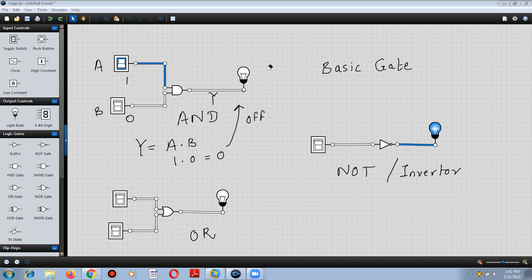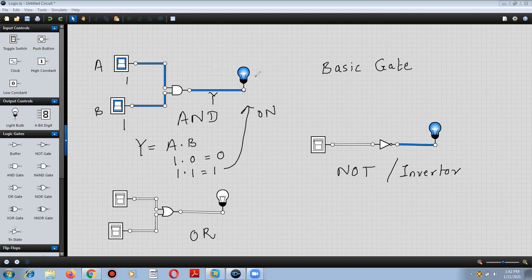I hope this is clear. Now we'll see the next case. I will turn the B switch also on. Now my B switch is on and we can see that the bulb is on over here. The input over here is again logic 1. Now here A is also 1 and B is also equal to 1. So 1 into 1 will be equal to 1. Therefore the bulb is now showing on.